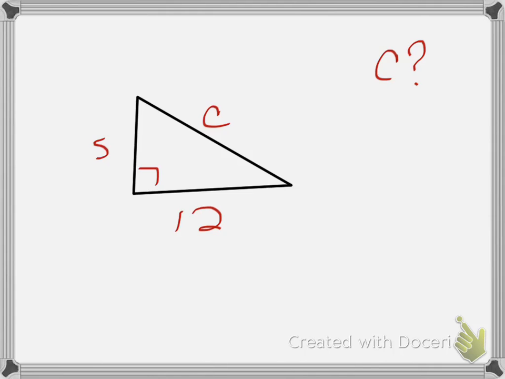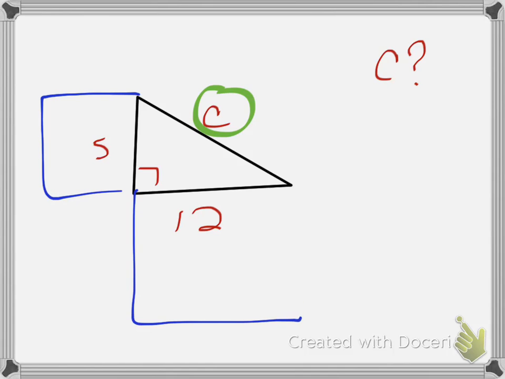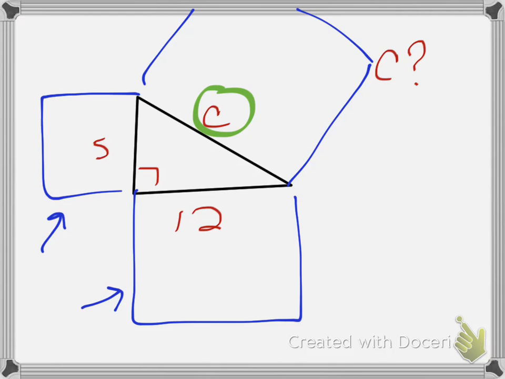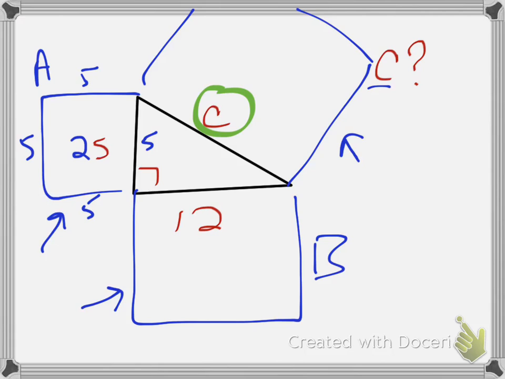What we figured out before, we want to find C. It's right here. So what we did before is we made a box, and here's another box, and here's another box. We know that the area of this one plus the area of this one gives me this one. So let's label this A and this B. This has to be C. So if the sides of this one are all 5, then the area of it is 25.